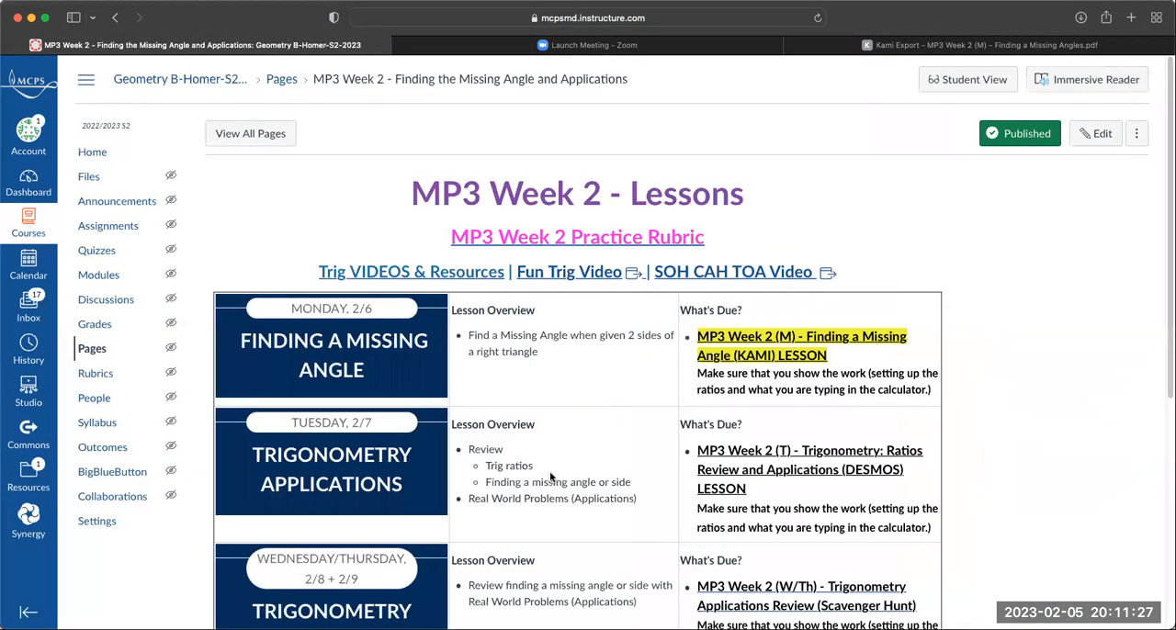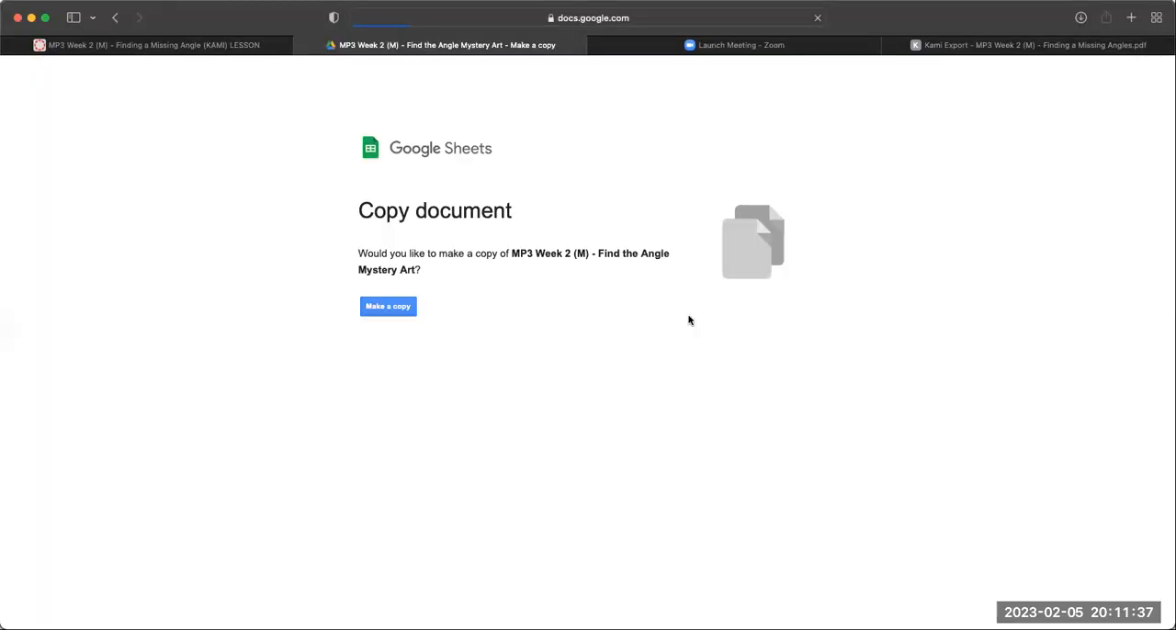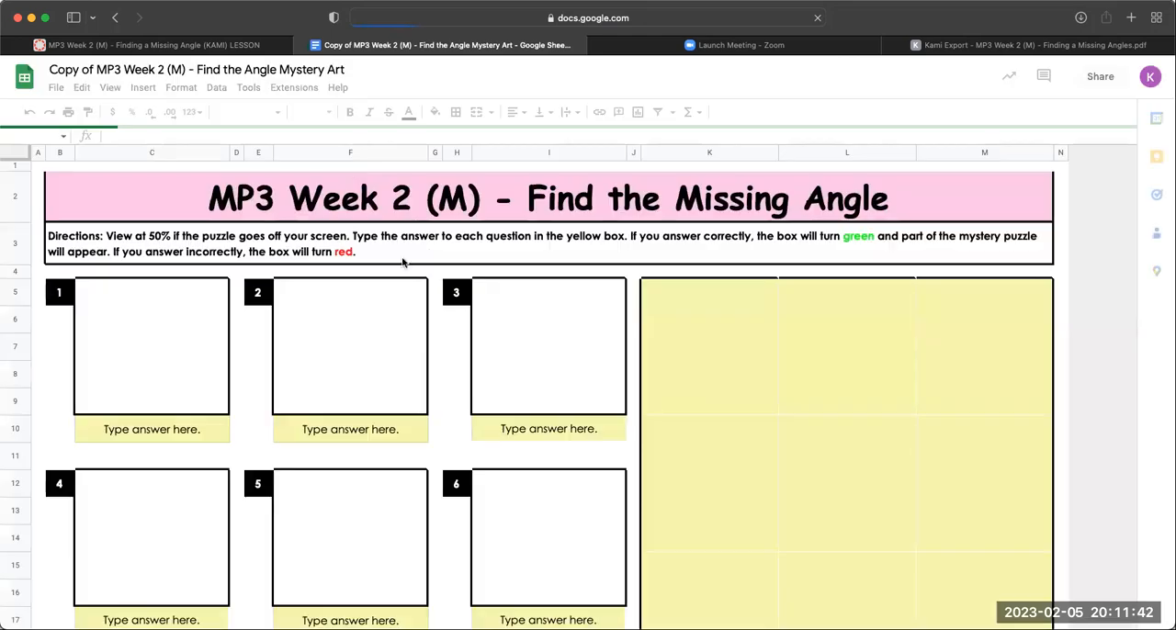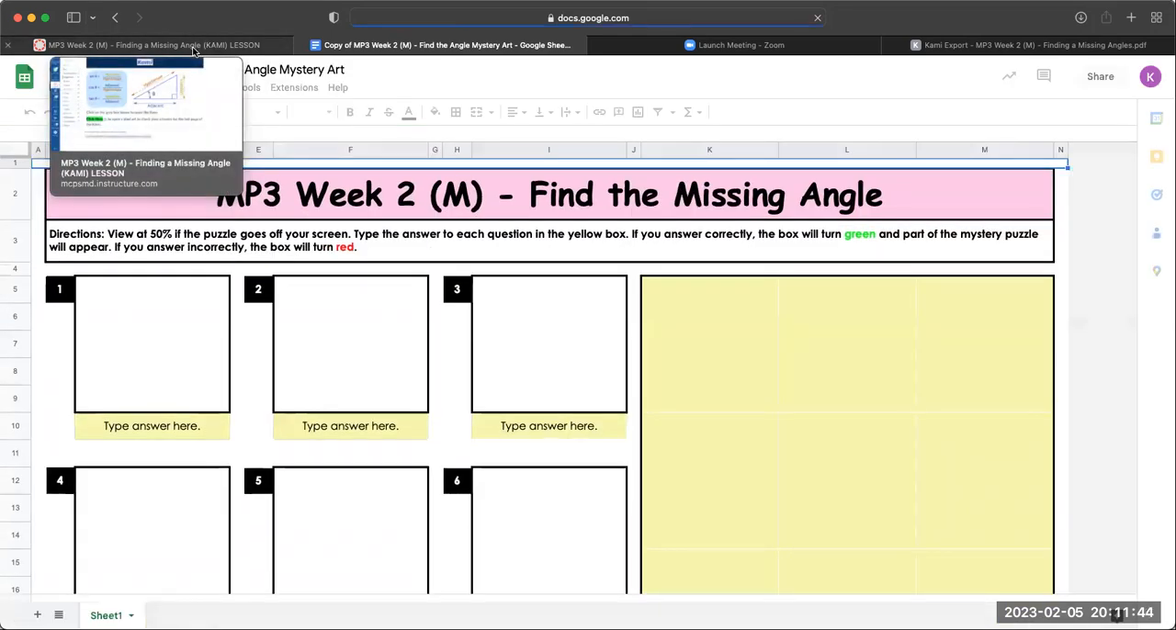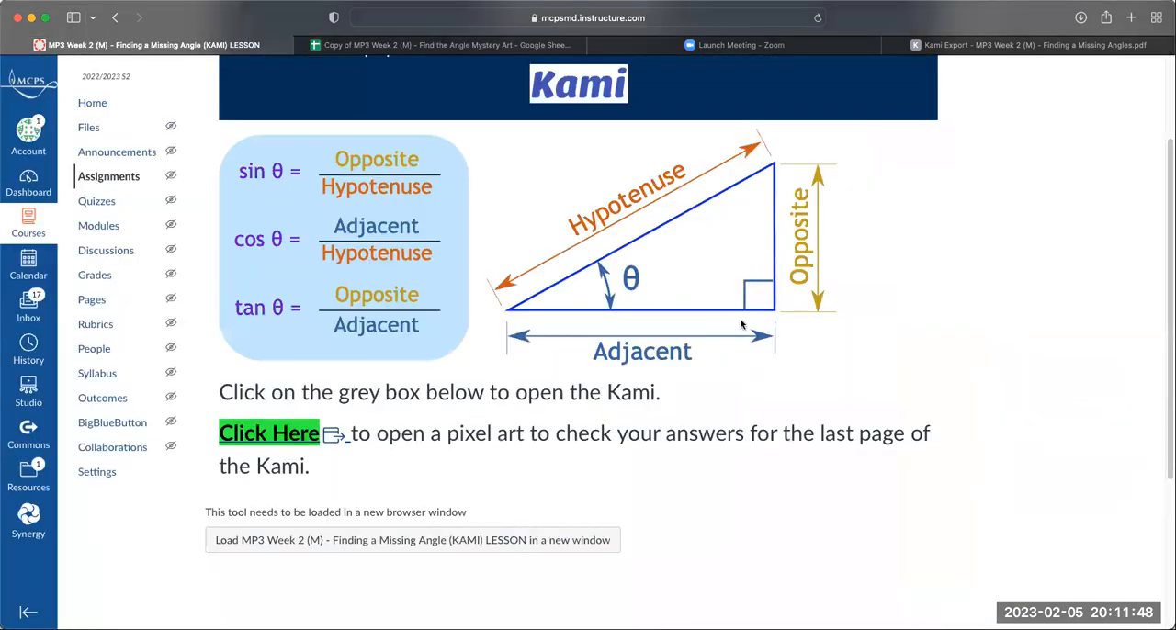All right, so normal spot, we always start here. Our lesson is going to be found here. Click the yellow. This green here is a pixel art, which you can open and it can check your answers for you. So it's very helpful since I am not there. You type your answer in and it will show up as we go. But this is what I need you to click on. So go ahead and do that.